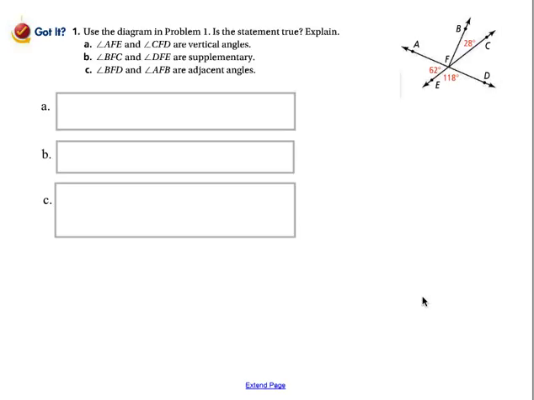Here are a couple for you to try. I think this would be a good place for you to pause the video and see if you can answer these on your own.